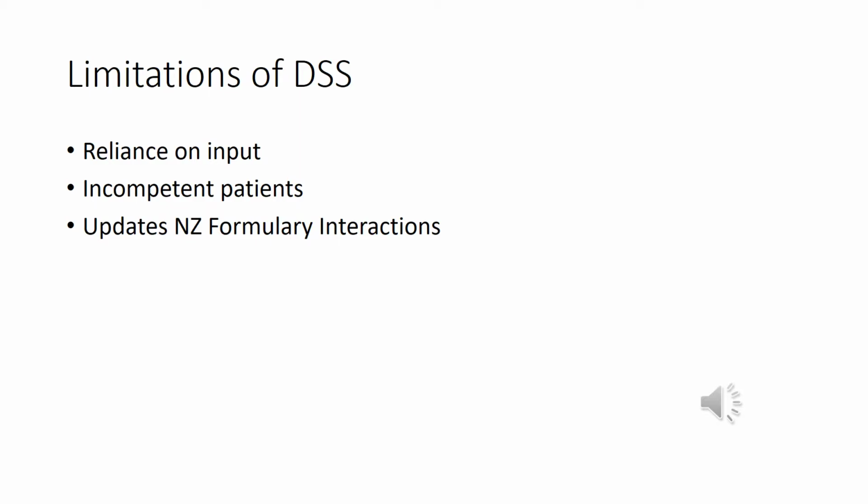Limitations of this decision support system include the reliance on inputs. Incorrect inputs such as the body weight of a patient can result in incorrect dosages being calculated. Information of incompetent patients may not be available, and therefore they cannot make use of this decision support system. Another limitation of the decision support system is that updates to the New Zealand formulary interactions may not be instantly available for the decision support tool.